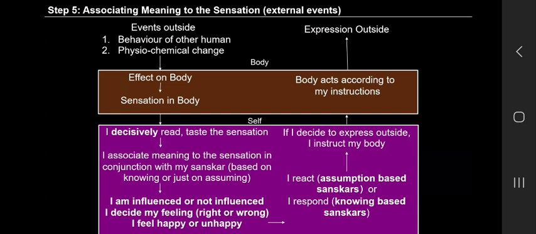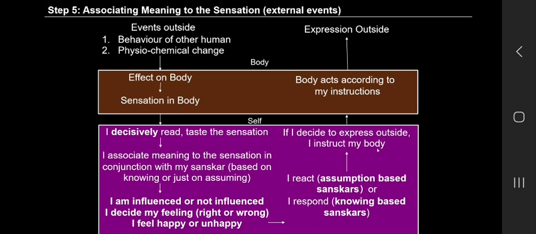So once I decide to reply to him with a feeling of affection, I instruct my body. I will frame words according to the feeling of affection. And body is body, it will follow my instruction only. So once I decide to reply to him with a feeling of affection, then I instruct my body. And now my body follows my instruction. And it is how I express the feeling of affection outside.